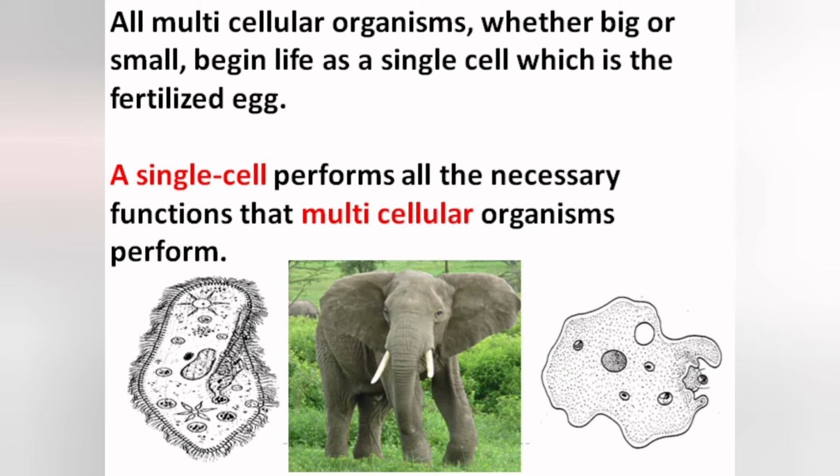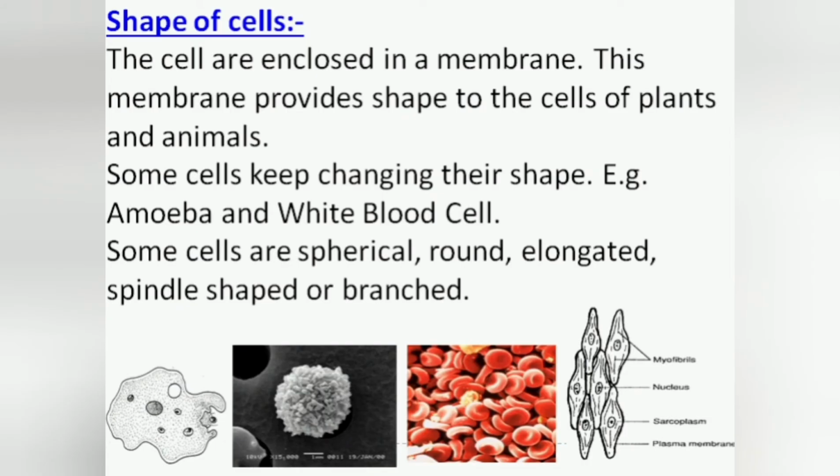Students, now we will study regarding shape of cell. The cells are enclosed in a membrane. This membrane provides shape to the cells of plants and animals. Amoeba and white blood cells in humans can change their shapes. Some cells are spherical, round, spindle shaped or branched.